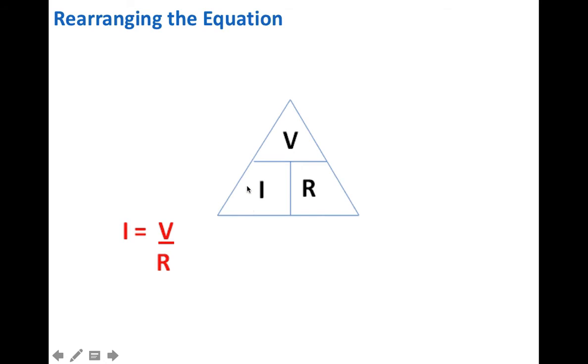So if I wanted to solve for current, it would be voltage over resistance. So I can cover up, imagine if I cover up this I, I'm left with V over R. Now if I want to solve resistance, similarly, I can do V over I. If I cover up the R, I'm left with V over I. And if the two variables are beside each other, then it's V equals I times R.